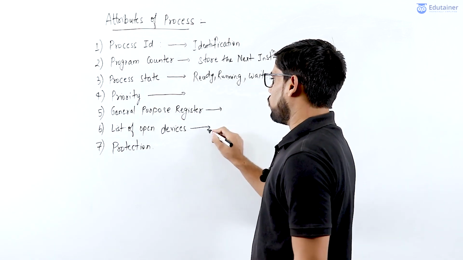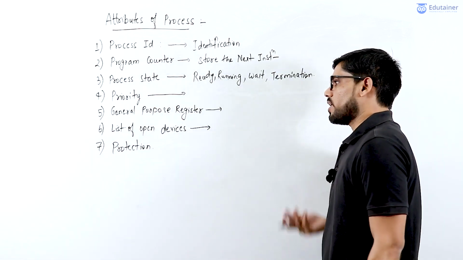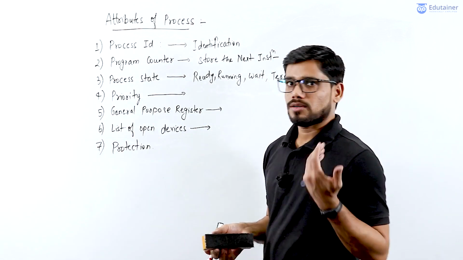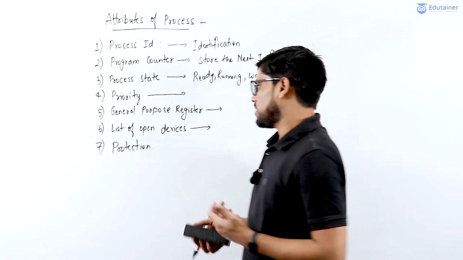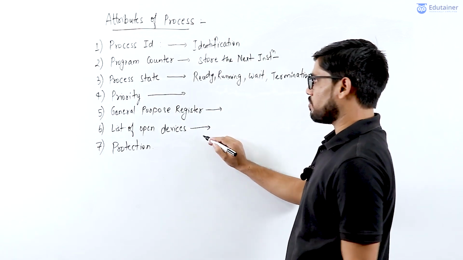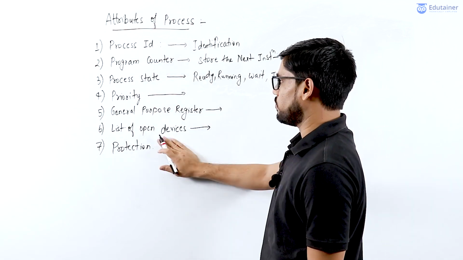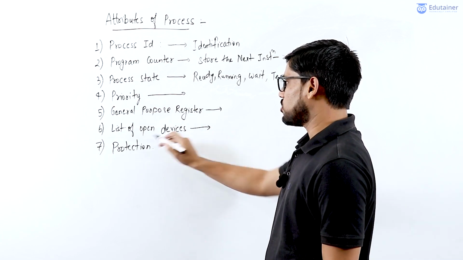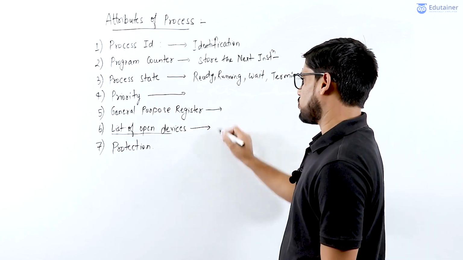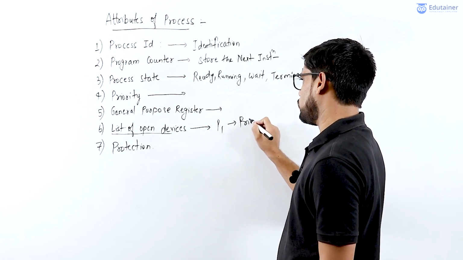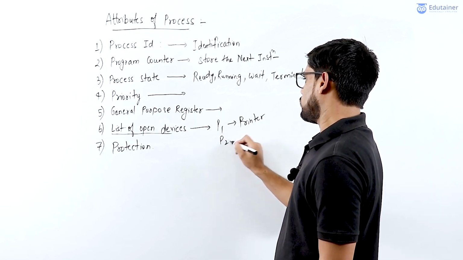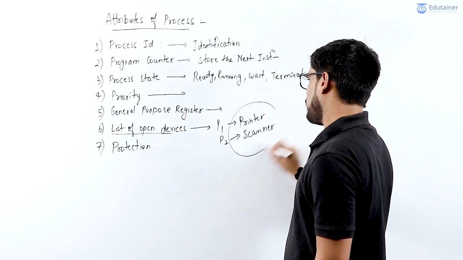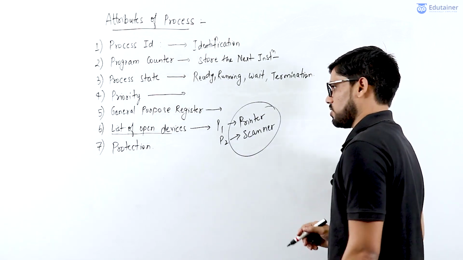Next one is list of open devices. You know that in a computer there are various hardware devices. For example, printer, scanner, keyboard, mouse, all these are devices or hardware. All these devices are used by the process, and which process uses which device is managed by the operating system. For example, process P1 may use the printer, process P2 may use the scanner. So all these devices are managed by the operating system, and they will be used by the various processes.